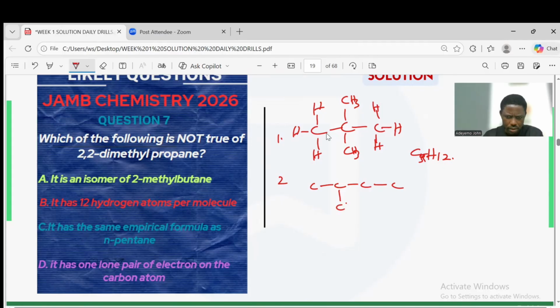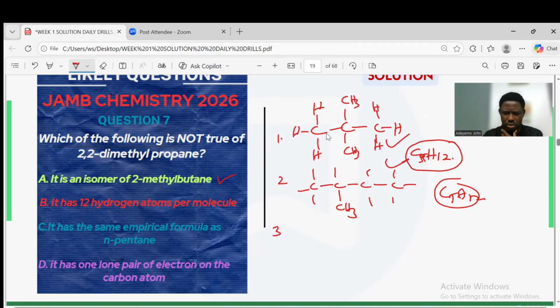So 2-methylbutane is 1, 2, 3, 4, then methyl will be here on 2. 1, 2, 3, 4, 5, 6, 7, 8, 9, 10, 11, 12. This is also C5H12. So that means this is correct. It's true. It's an isomer. They have the same molecular formula, C5H12, but different structure.